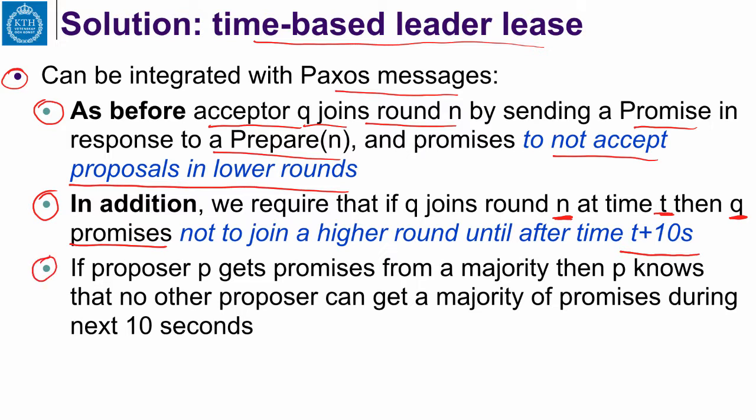And if a proposer P gets a promise from a majority, then he knows that no other proposer can get a majority of promises during this period of time. If he wants to renew the lease, he has to perform another request to renew the lease. But this is the basic idea.